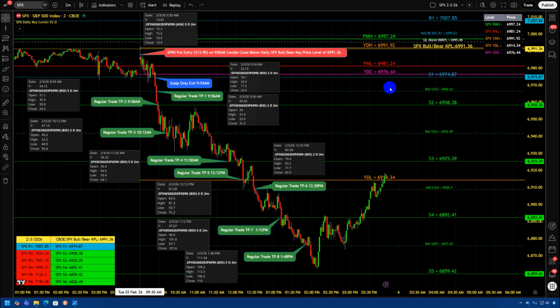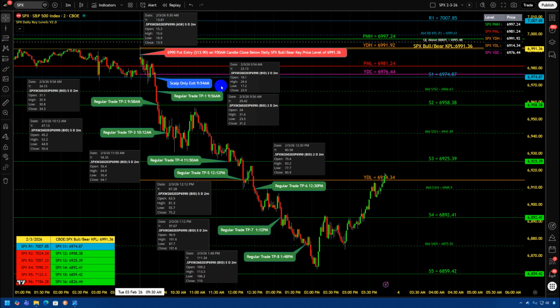The one level move in your favor on a bearish trade from the bull bear KPL is the S1 level. So as you can see here, the scalp only exit was hit at 9:54 a.m., about 20 minutes or so after this entry. And here on the bid, on the close of the 9:54 a.m. candle, we have $23.90. So that is a gain of $1,000 from your entry at $13.90. So that is $1,000 per contract gain.